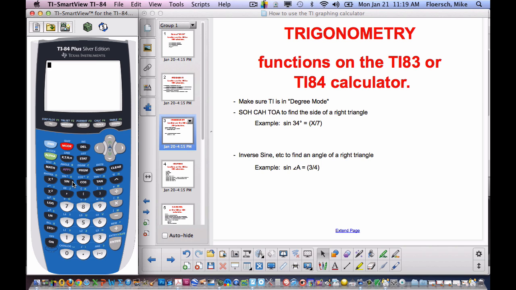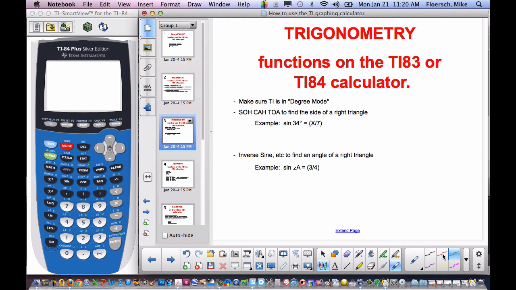The times you'd be using sine, cosine, and tangent on my TI-83 is when we're trying to use SOHCAHTOA, which is sine is opposite over hypotenuse, cosine is adjacent over hypotenuse, and tangent is opposite over adjacent. It's always working with a right triangle. For example, I solve and come up with the problem that the sine of 34 degrees is equal to x over 7. Well, to solve for what x is, whatever that other side is, I would multiply both sides by 7.